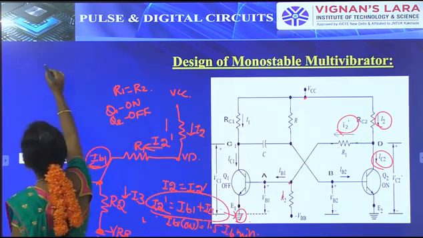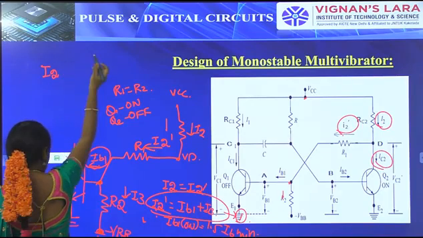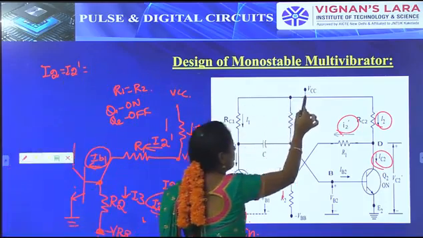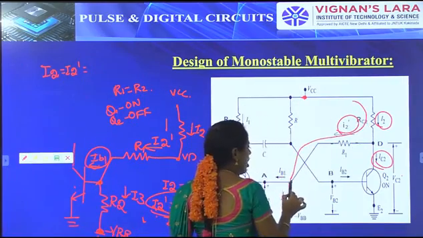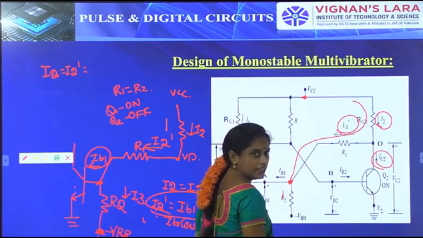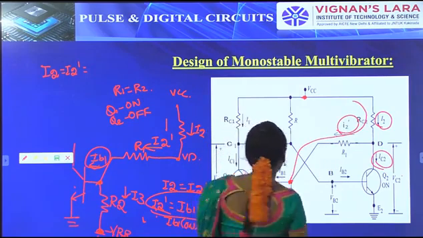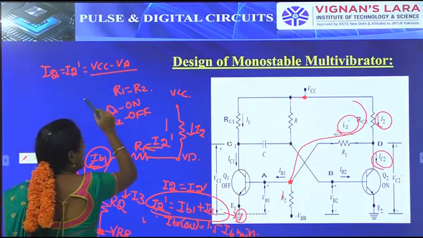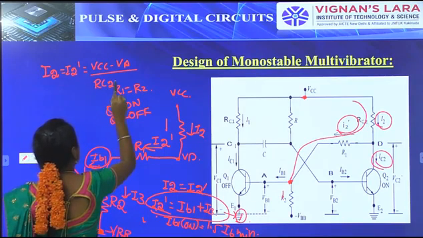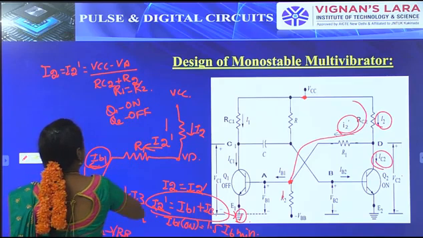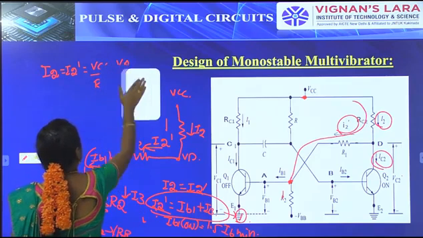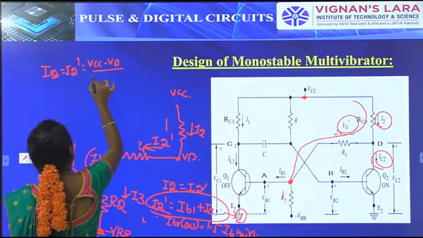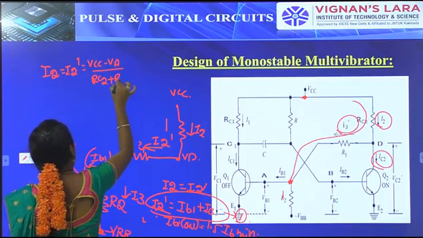So from this we have to say that I2 and I2 dash are the same, that is I2 is equal to I2 dash. It starts at VCC and ends at this point. Up to this, the I2 current will be flowing here. After that it can be split. That's why we have to write like this: I2 dash is equal to VCC minus VA by RC2 plus R2.